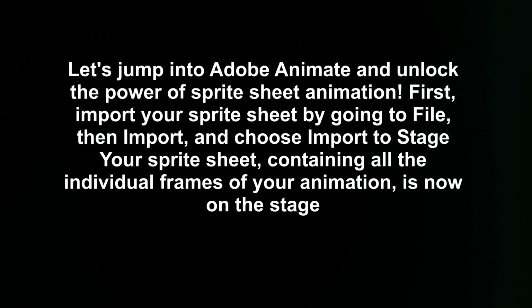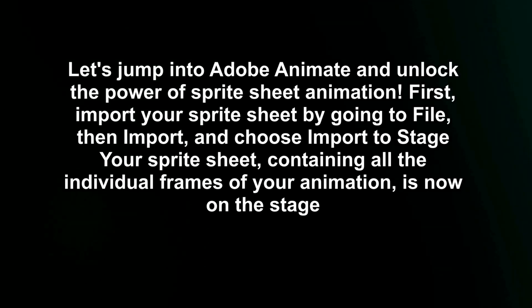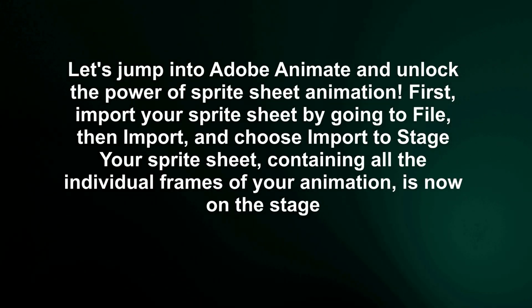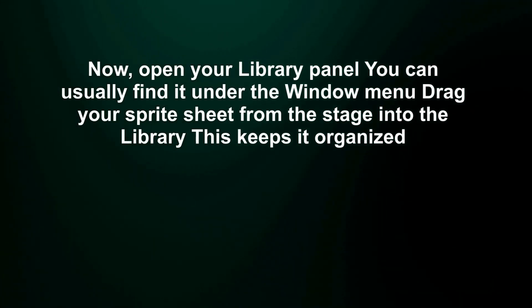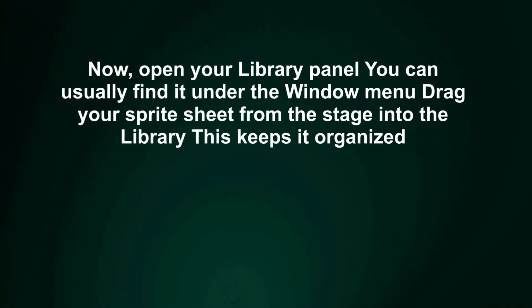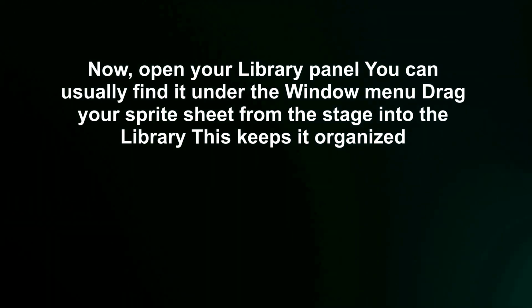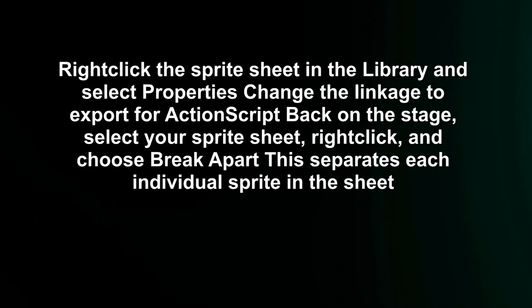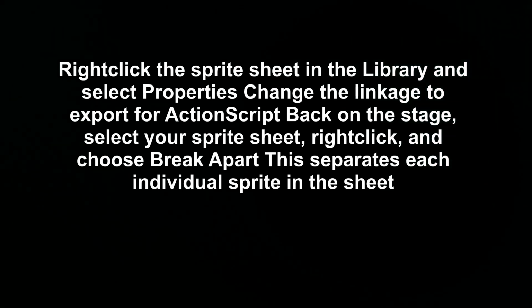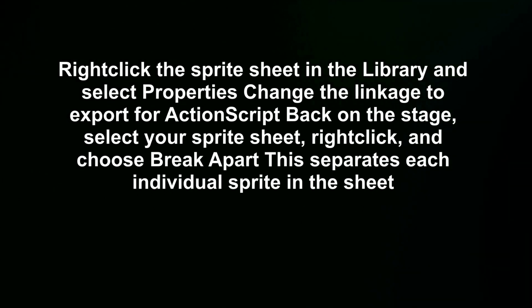Your Sprite Sheet, containing all the individual frames of your animation, is now on the stage. Now, open your library panel. You can usually find it under the Window menu. Drag your Sprite Sheet from the stage into the library. This keeps it organized. Right-click the Sprite Sheet in the library and select Properties. Change the linkage to Export for ActionScript.